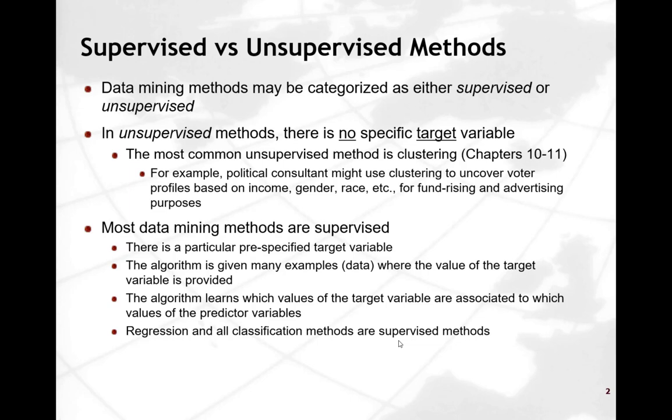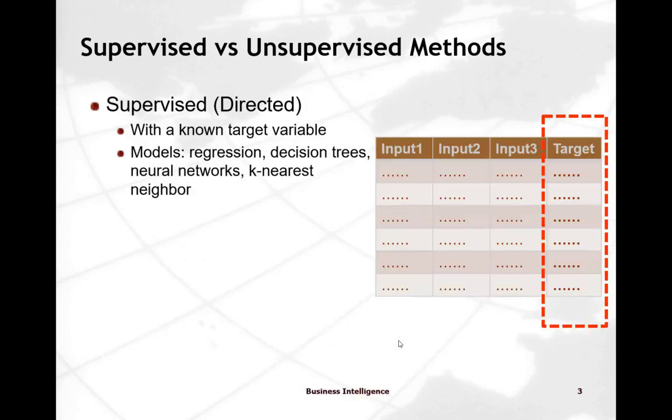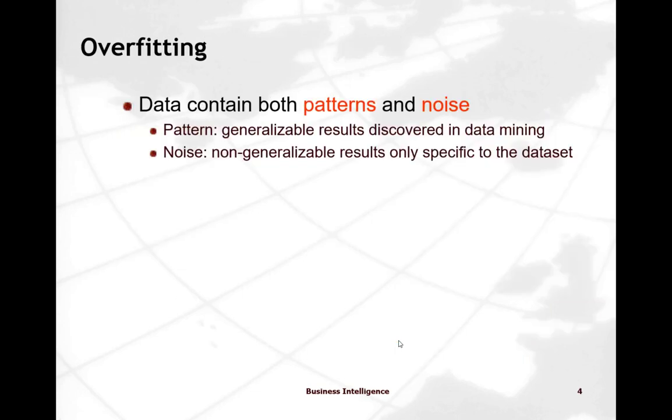Some methods can be either supervised or unsupervised. It depends on how you use it. So the difference is having the target. Regression, decision trees, neural networks, k-nearest neighbors are strictly used for supervised learning in terms of data mining models. Okay, now, from this point on I'll talk about the following only in the sense of supervised models. We'll bring back the unsupervised models when we hit chapter 11 and chapter 12, the clustering.